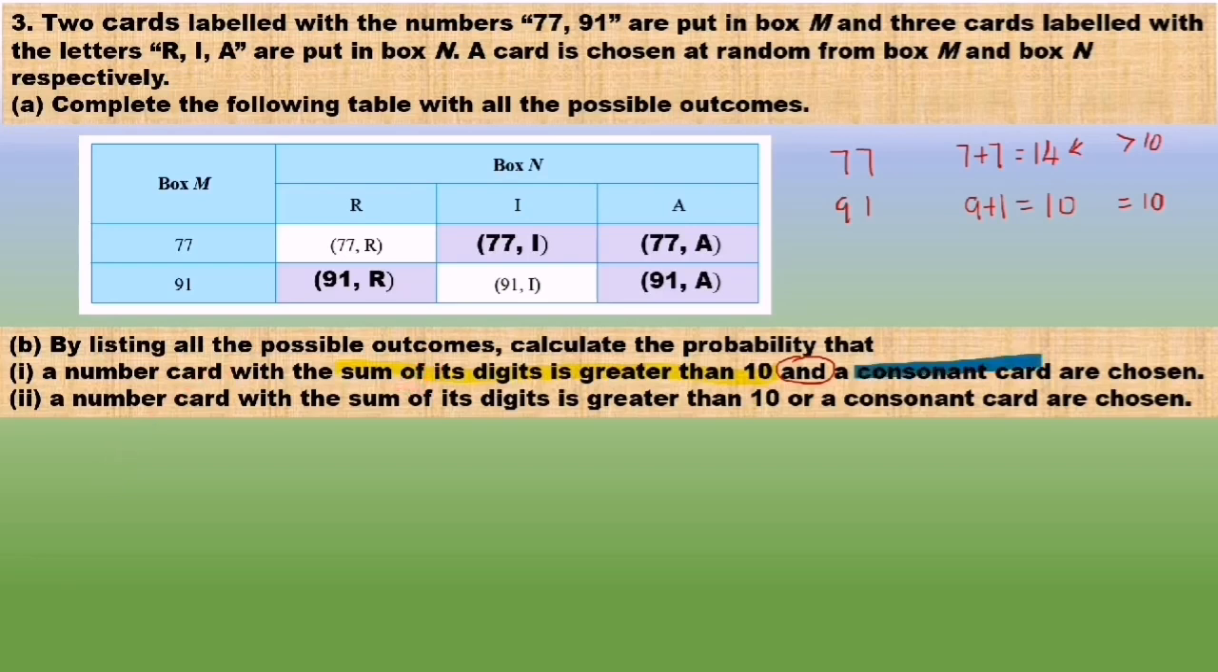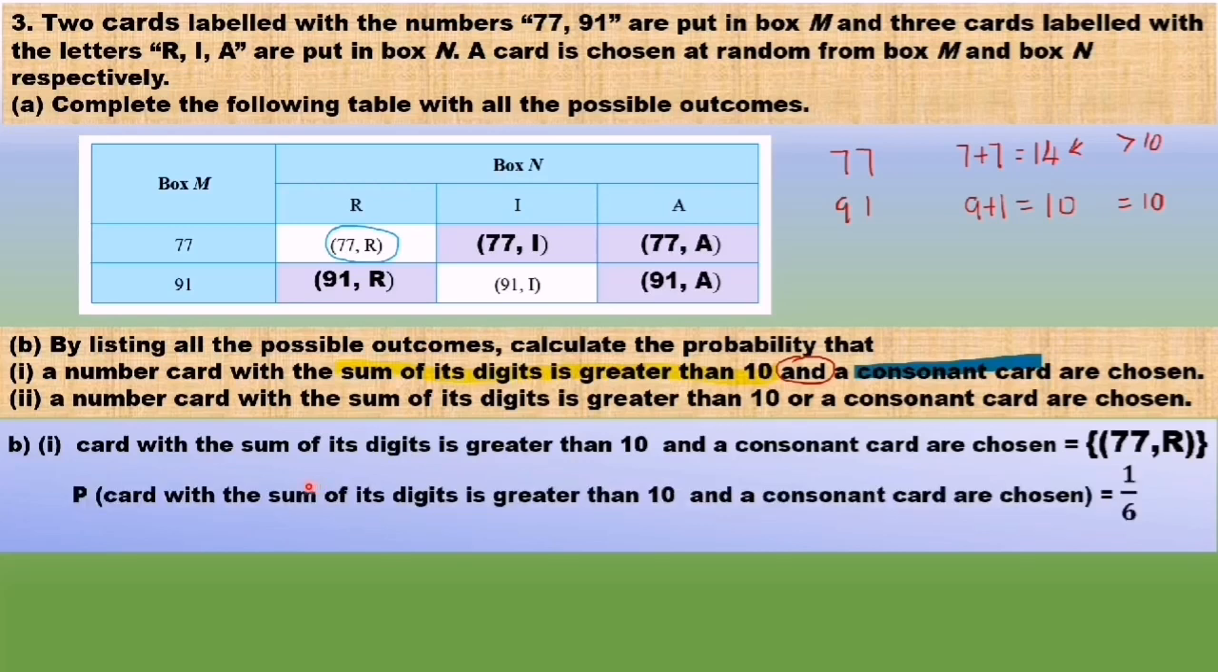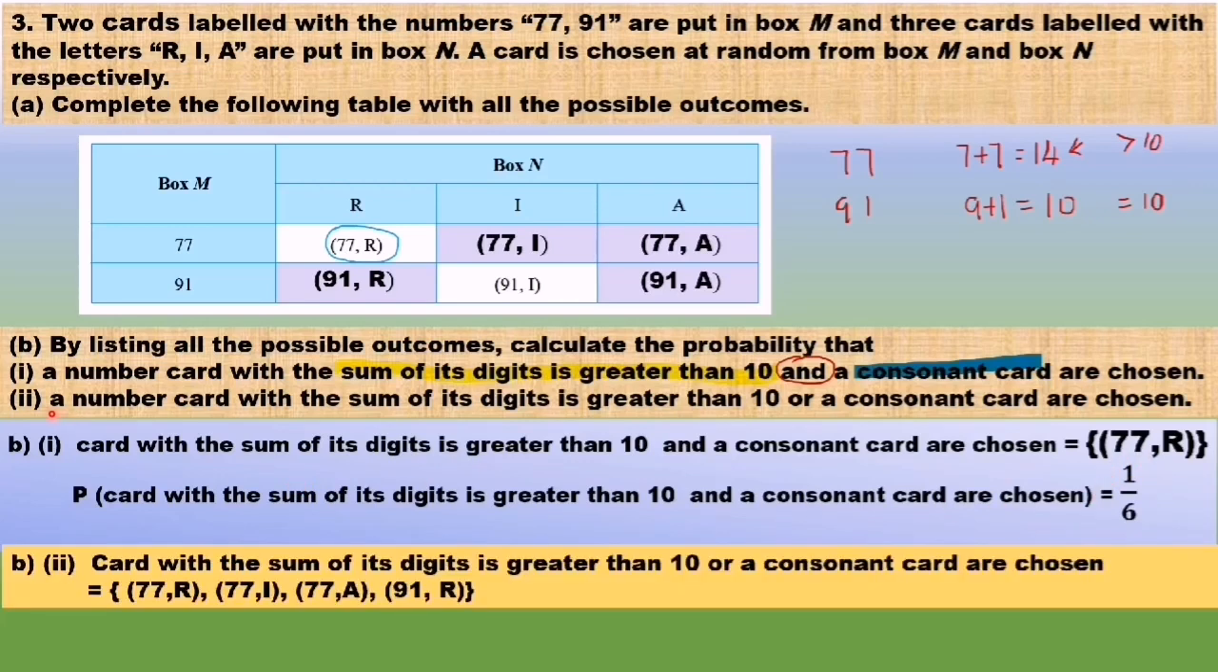So now we know already what is the letter except A, E, I, O, U. From the table, we find the card with the sum of digit is greater than 10 and a consonant. So the possible outcome is 77 and R. The probability is 1 over 6. B2. A number of cards with the sum of its digits is greater than 10 or a consonant card is chosen. The B2 question is quite similar to B1, only the keyword is OR.